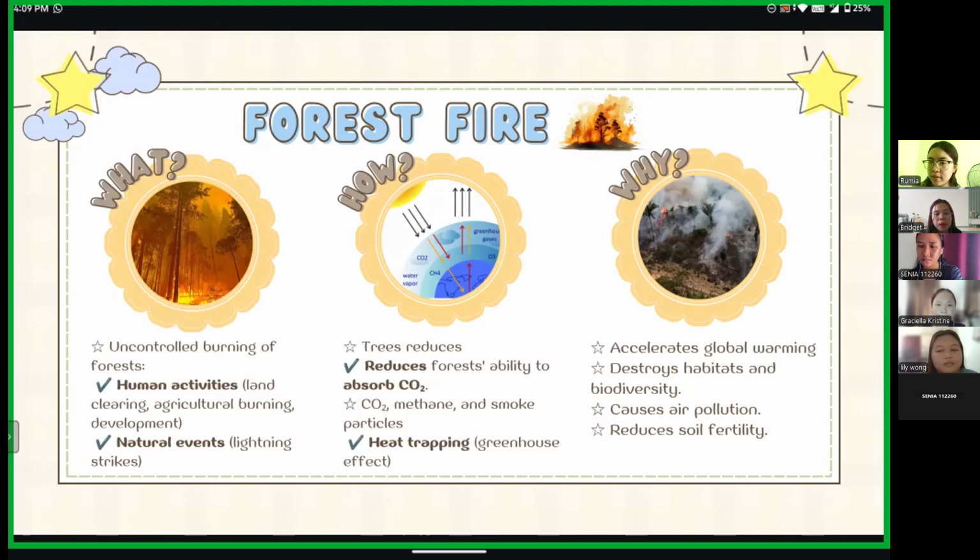So eventually, burning trees reduces the number of forests available to absorb the carbon dioxide. Forests act as carbon sinks by absorbing carbon dioxide during photosynthesis, but the trees are also destroyed. So eventually, less carbon dioxide will be removed from the atmosphere. Thus, this allows more greenhouse gases to accumulate and contribute to global warming.